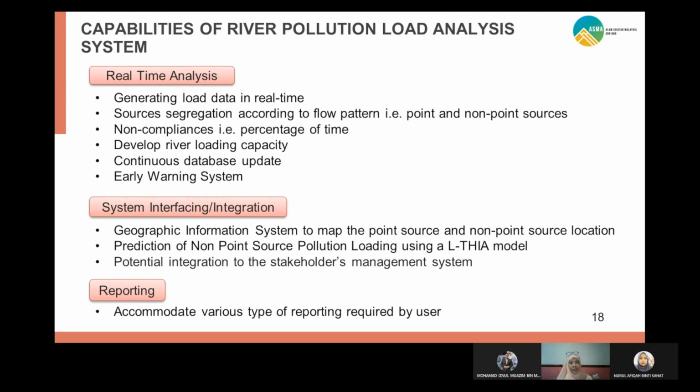So we can also develop river loading capacity, continuous database update, and also an early warning system. Now, we are able to integrate the system with the GIS, or Geographic Information System, to map out where the point sources and the non-point sources are. And we can also use it as a prediction for the non-point sources using the LTR model. And of course, whatever the clients need to integrate with the system, we can always do that. So that is the beauty of using the AI actually. Of course, reporting comes as the final output. It can come in whatever format the user wishes to have.